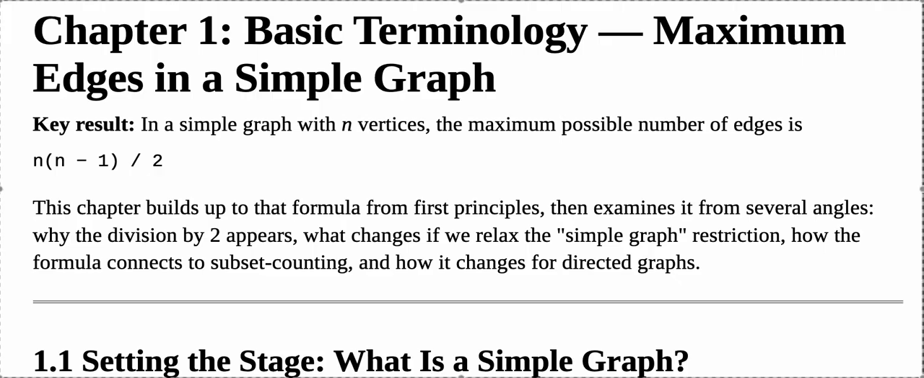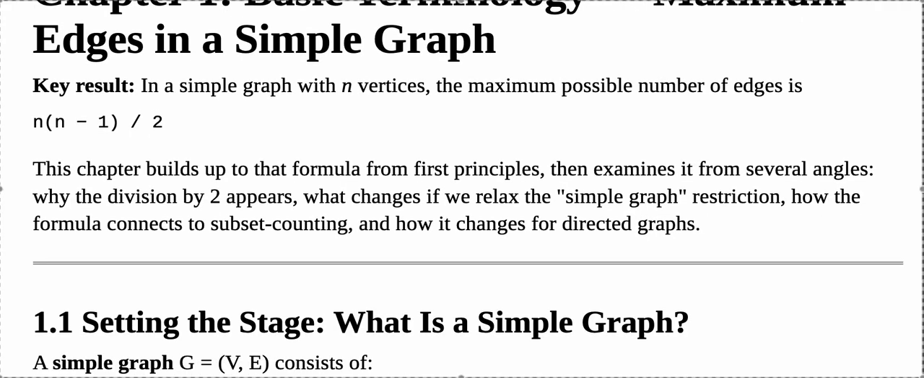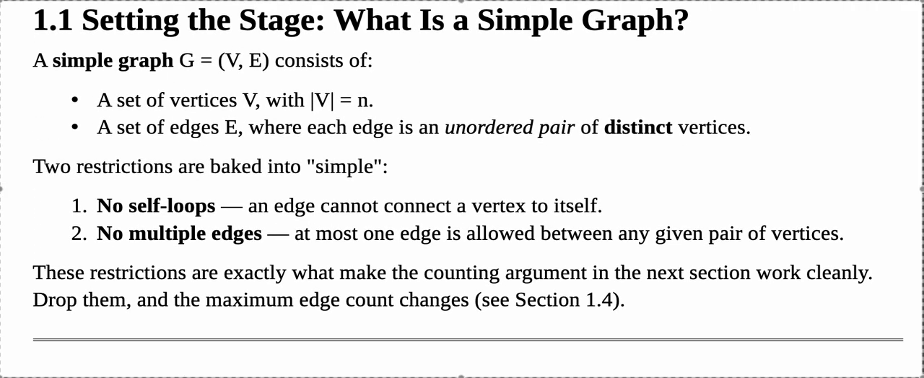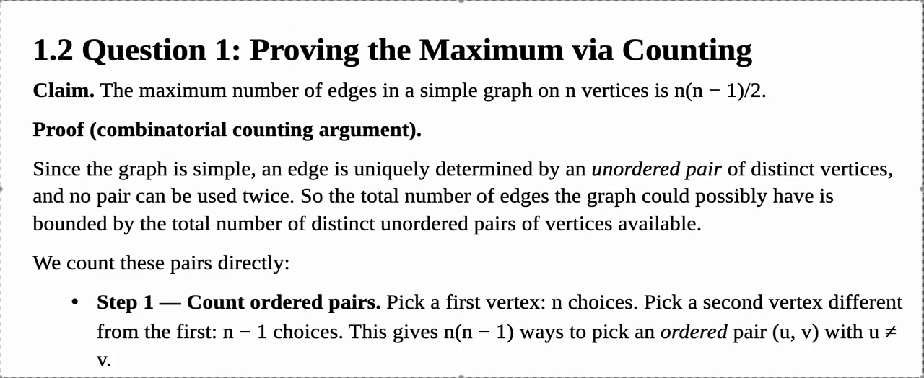So this is the result: in a simple graph with n vertices, the maximum possible number of edges is n times n minus 1, all of that over 2. So why is that? As this chapter says, this chapter builds up to that formula. Firstly, definition of a simple graph. So let's say we know that. Taking that into account, let's count the maximum number of edges in a simple graph.